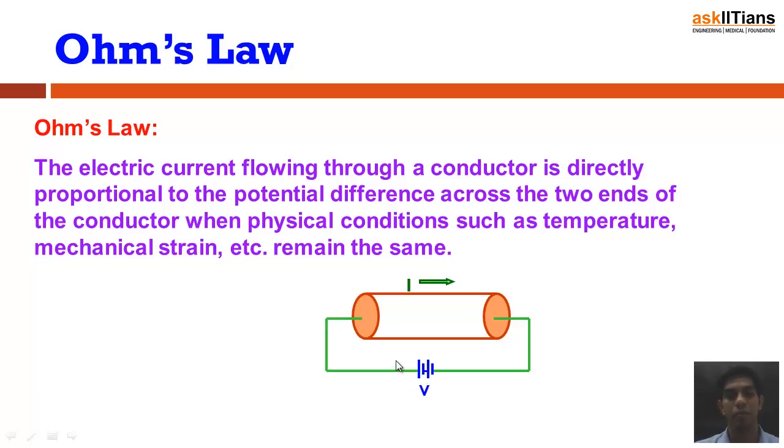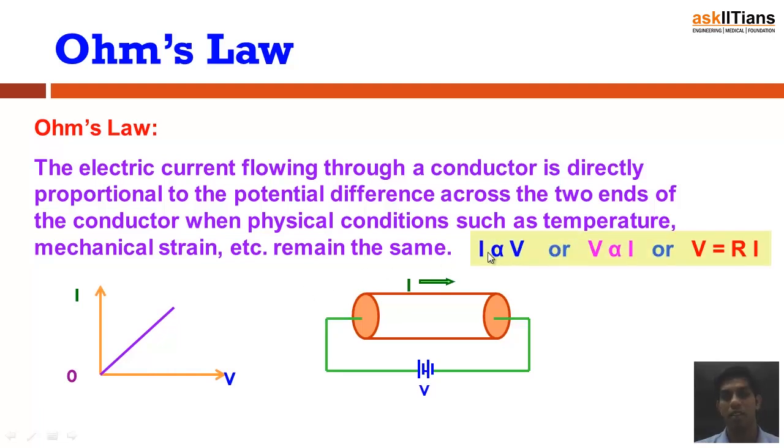So he ended up getting this graph, which shows that the current is proportional to the voltage, that is, the current increases with voltage. So we can write this expression: current is proportional to voltage, voltage is proportional to current. Either way it goes, that's correct. So we can definitely write V equals R I, where R is a proportionality constant, and he defined R to be the resistance.